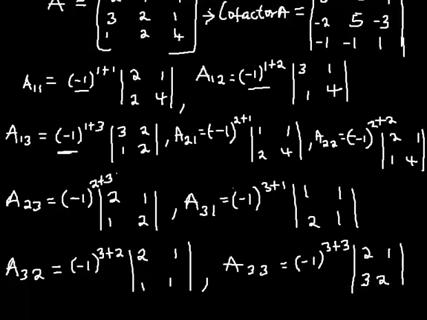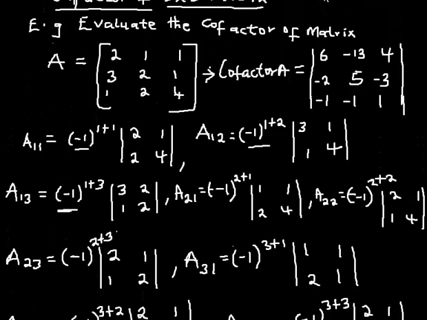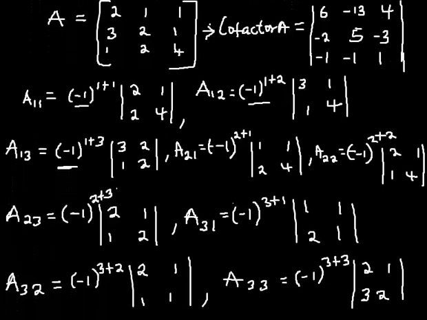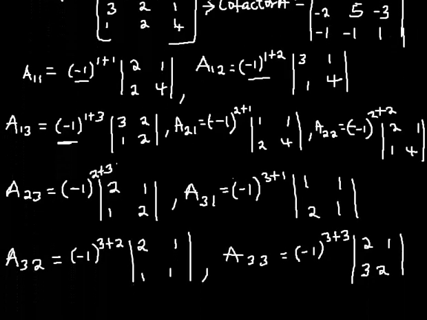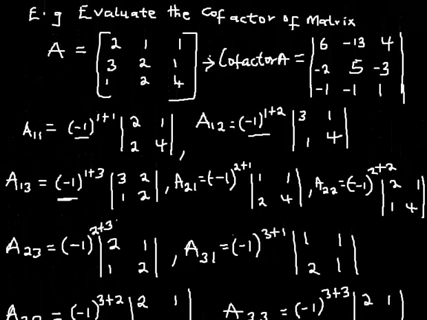So my cofactor is 6, minus 3, 4, minus 2, 5, minus 3, minus 1 and 1. Okay, so that is how we evaluate the cofactor of a 3 by 3 matrix. I hope that is well understood. Okay, so let's proceed.